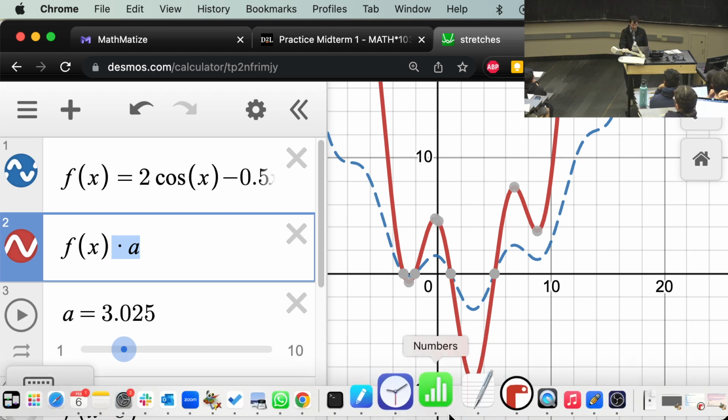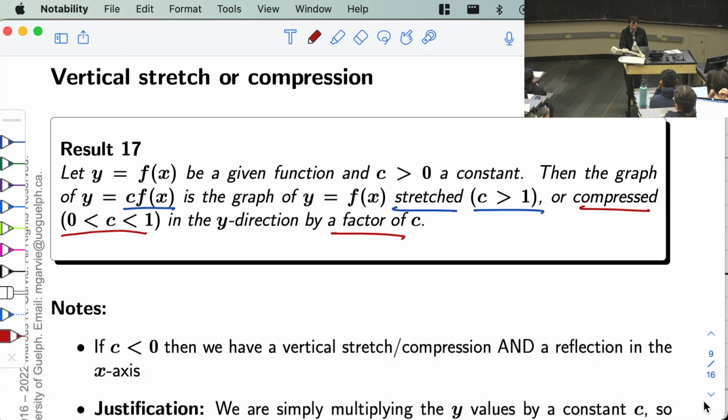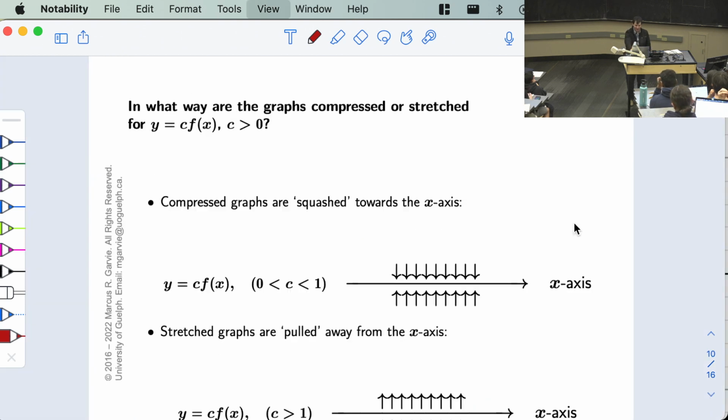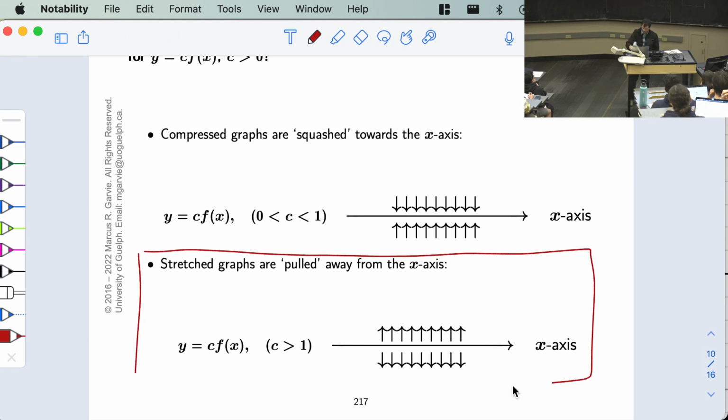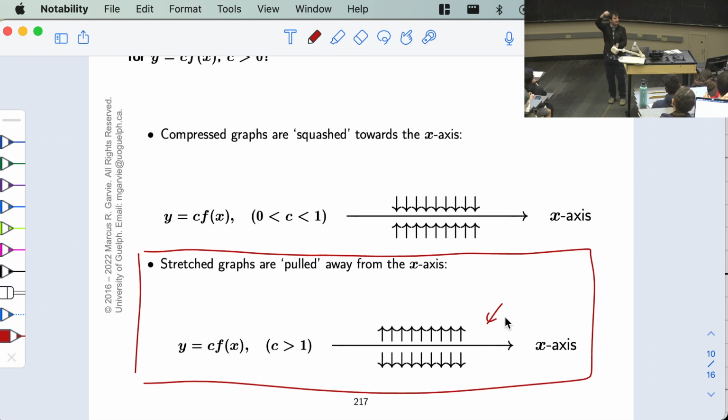This is written in your notes on the next page. So if you go to the next page, there's a little picture. And what we're doing right now is this guy. Stretched graphs are pulled away from the x-axis, and this little cartoon is supposed to represent getting pulled away from the x-axis. The positive numbers get bigger, the negative numbers get more negative. And that happens for positive numbers that are bigger than 1, multiplying by 2 or 3.